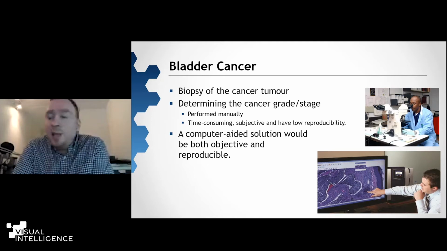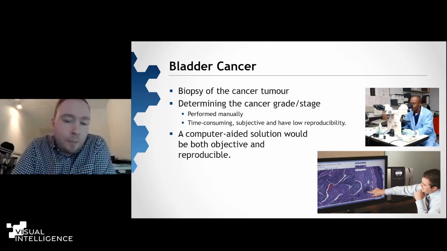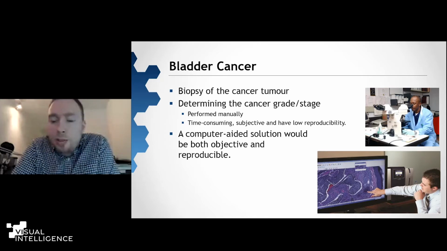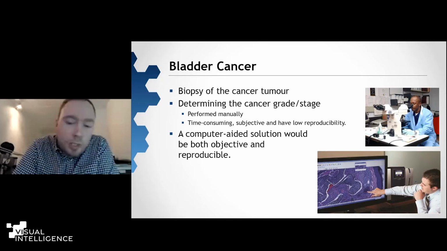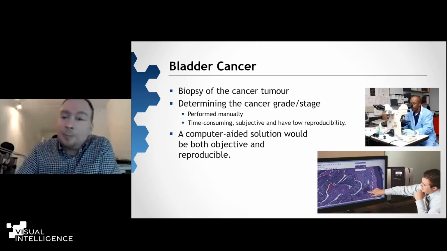However, the examination is performed manually by the pathologist. It is a time-consuming and challenging job. It is subjective to the pathologist and also has low reproducibility. Therefore, a computer-aided solution is wanted, which would be both objective and reproducible.